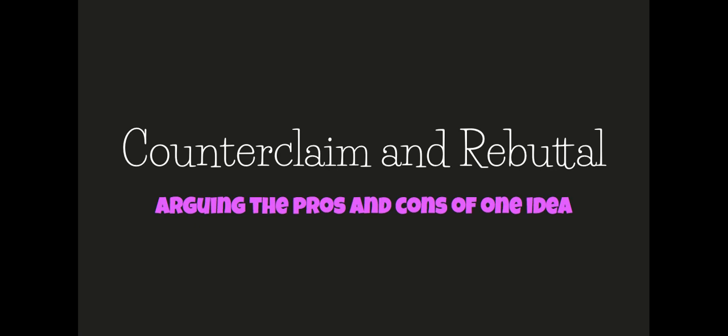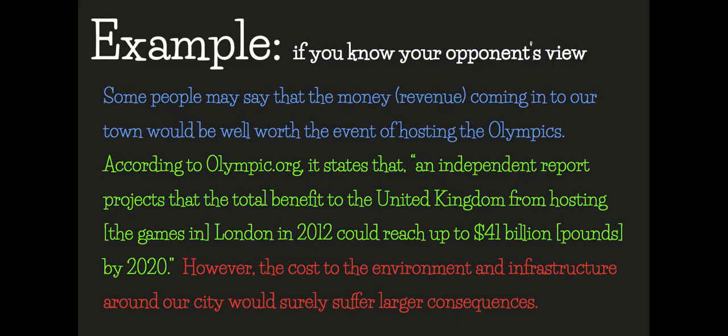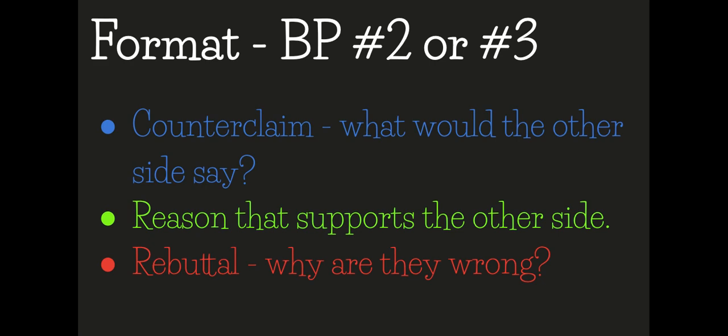So let's look at this. You can do this one of 2 ways, I guess. You could argue the pros and cons of just one idea, so your own idea, right? The Olympics are good or bad, or the pros and cons of hosting the Olympics in your own city. It might look something like this. So if you know your opponent's view on the topic, you might say, some people may say that money, revenue coming into our town would be well worth the event of hosting the Olympics. Okay, that is the blue. So if I go back and look here, the blue is the counterclaim. That's what the other side might say about this topic.